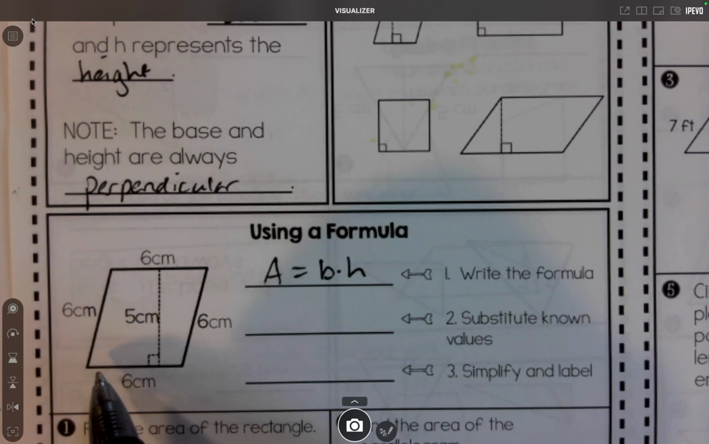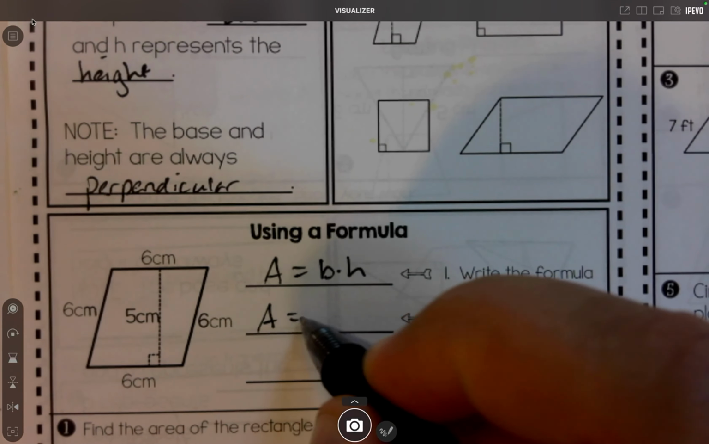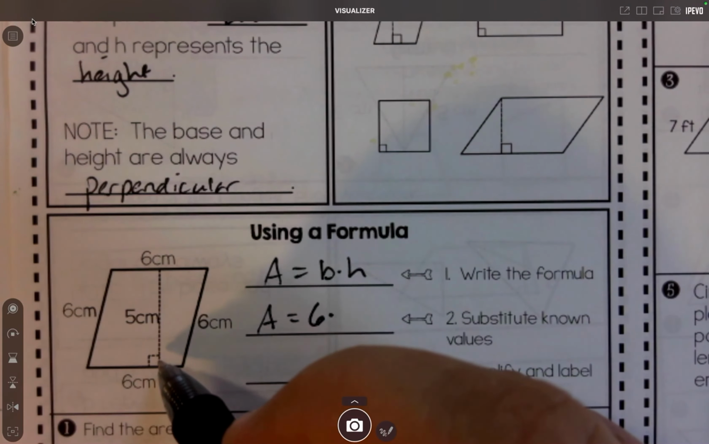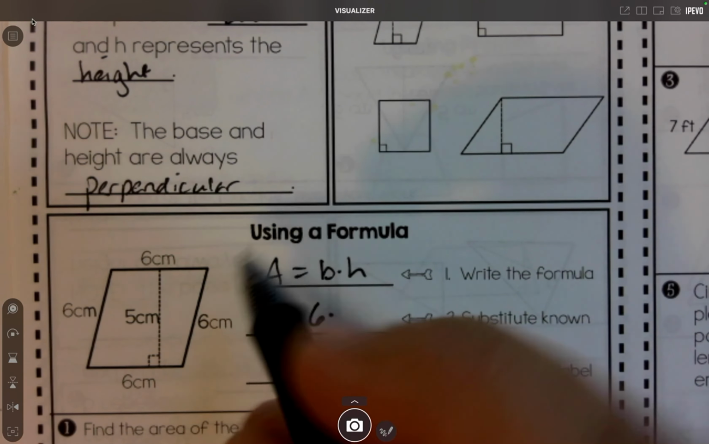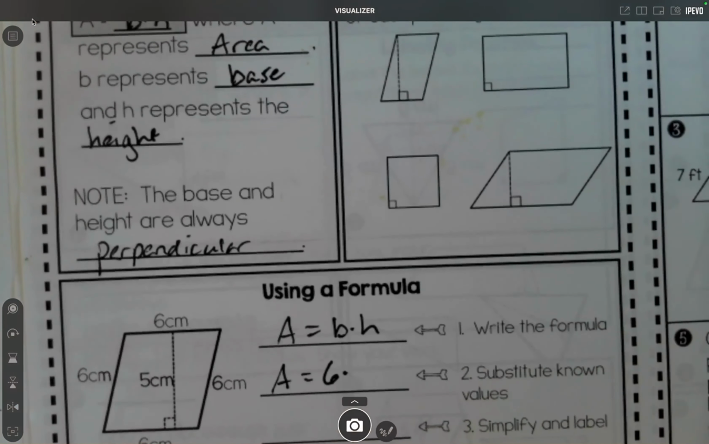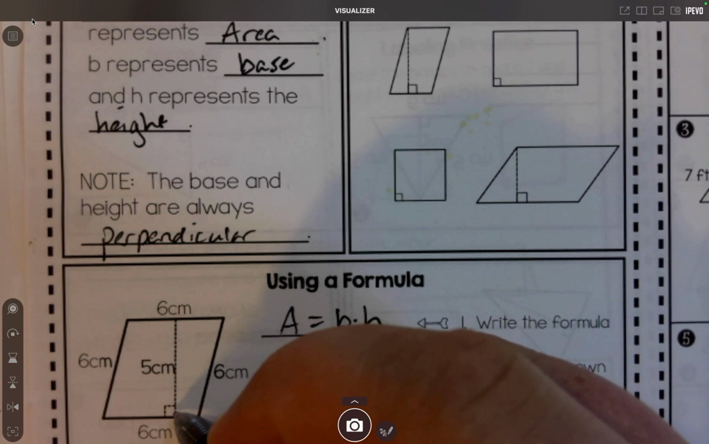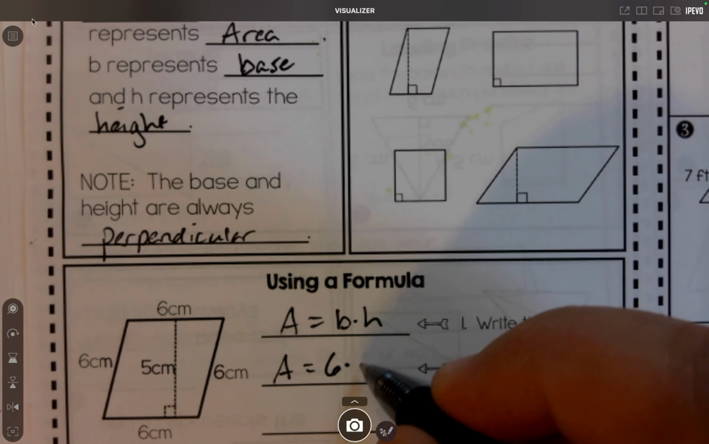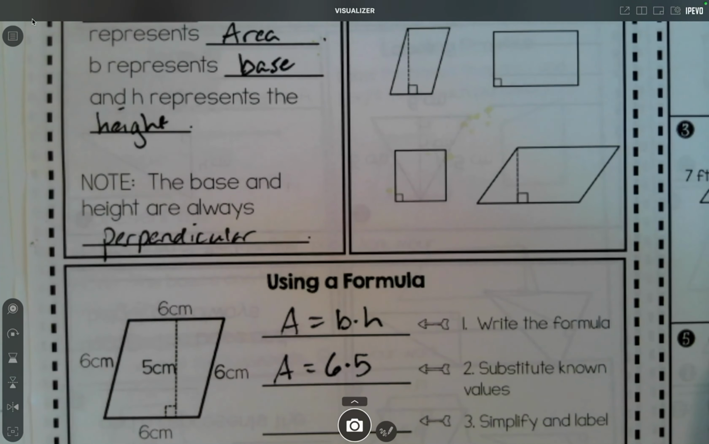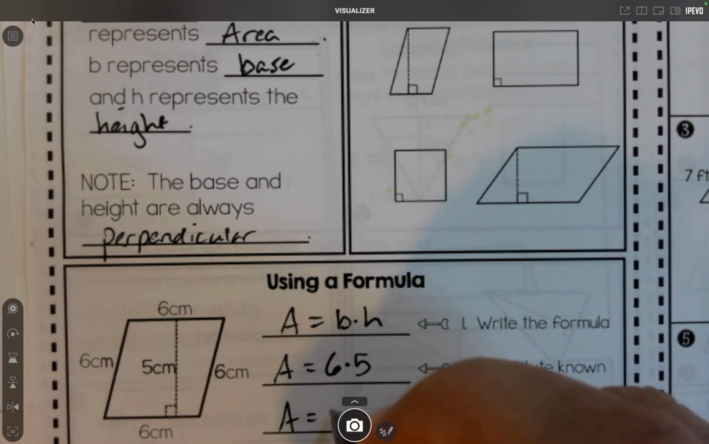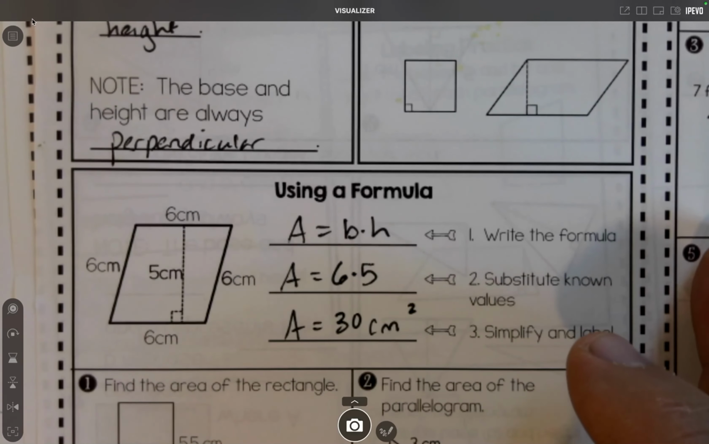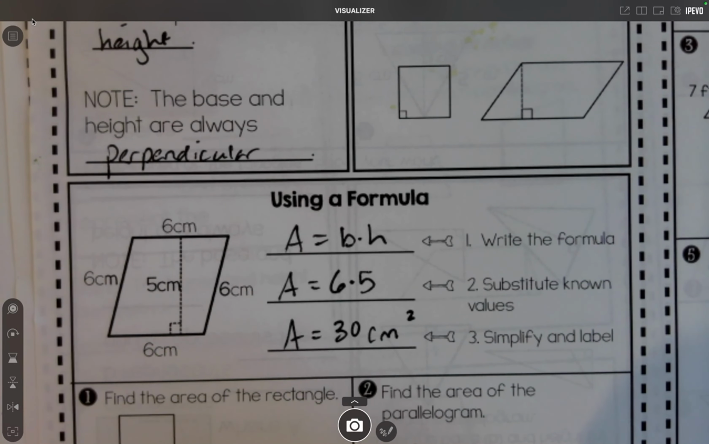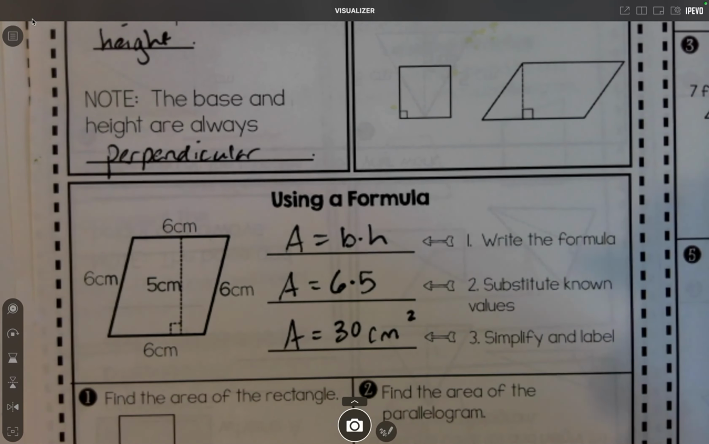So the base is this lower line, this bottom line, which is 6 centimeters. So I plug in 6 for the base. The height is the length of the line perpendicular to it. So the height is not 6. That's slanted. We don't want to use that. The height is 5 because that's the line that's perpendicular to that one. So we do 6 times 5 and we multiply and we get the area is equal to 30 square centimeters. Don't forget to use units when we're dealing with area, and don't forget the units are always squared.